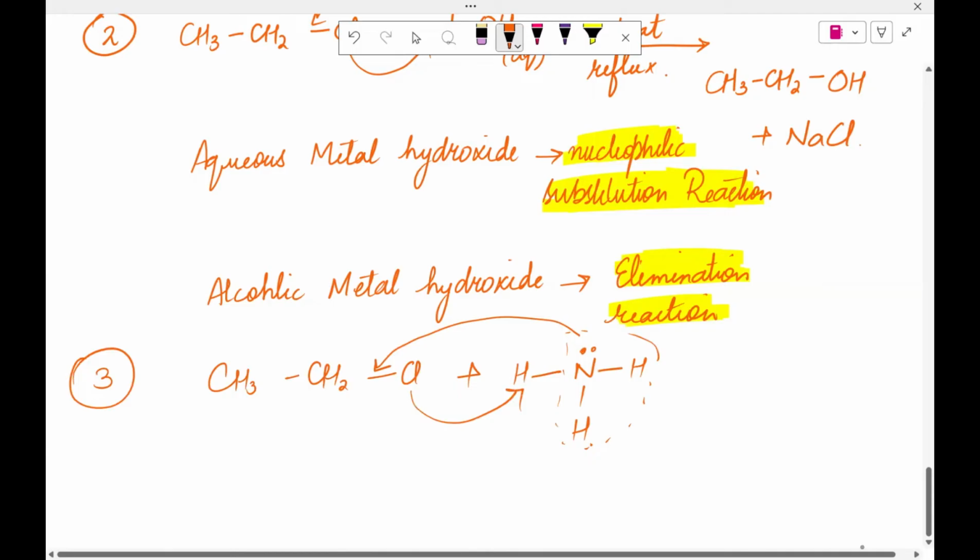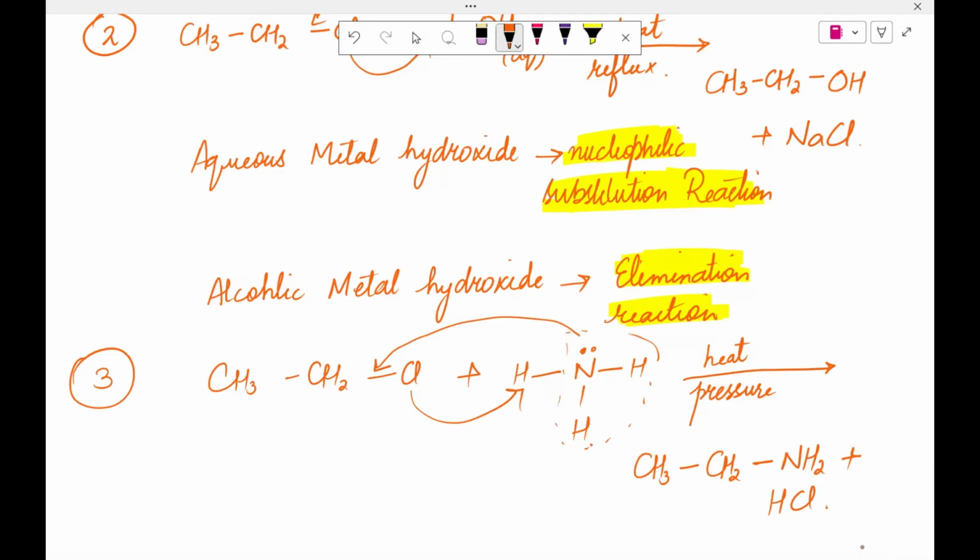And remember one thing, the important thing that I'm telling you: this is the only reaction that is not conducted in reflux state. That is just conducted in heat, and pressure would be given to it. So the formula would become CH3CH2NH2 like this, and HCl would form here. Is that clear? Okay, so let's move further.